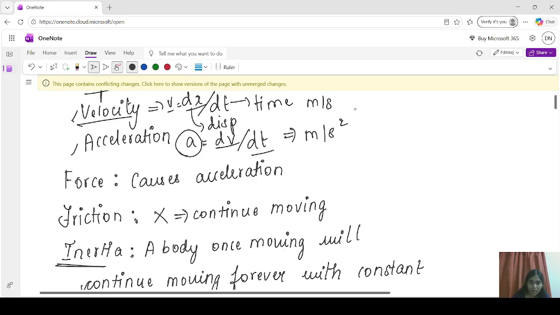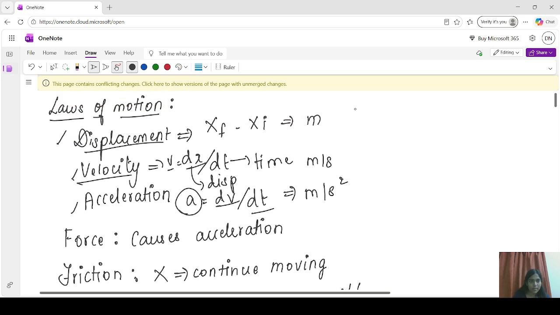So this is the basic foundation of the chapter. And if you understand this, then only you can understand the further concepts, okay? And that is why I have explained what is displacement, velocity, and acceleration. Now let us see what is force, okay?